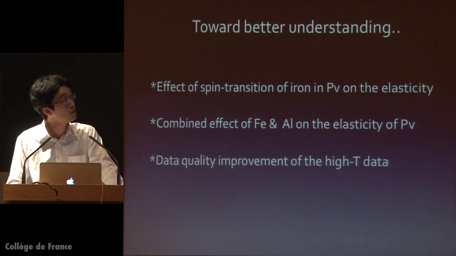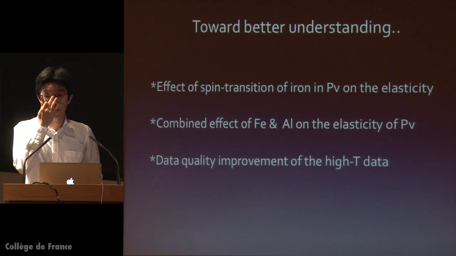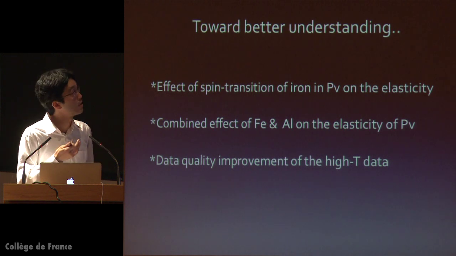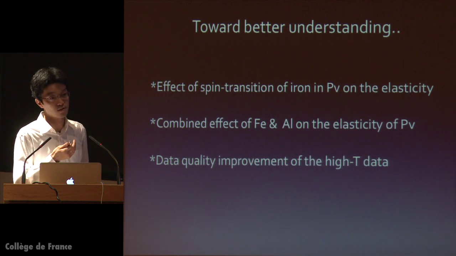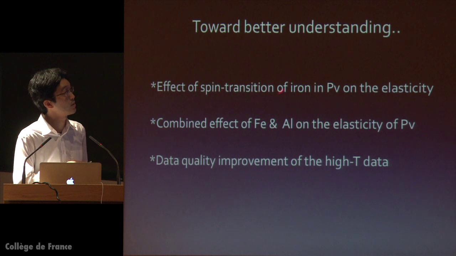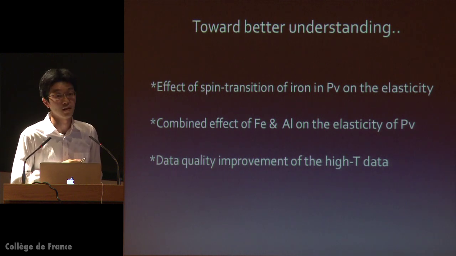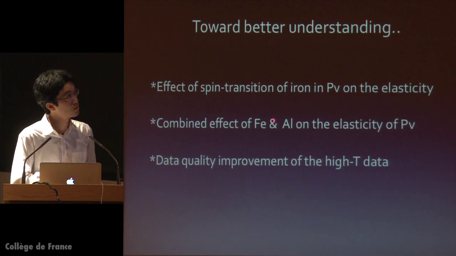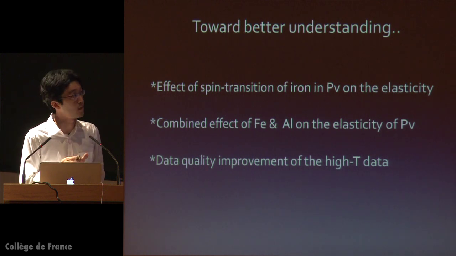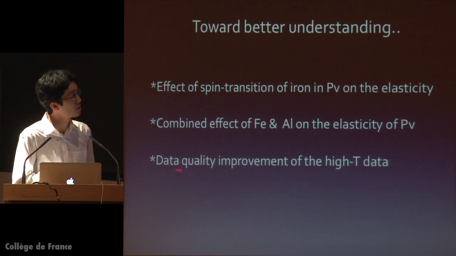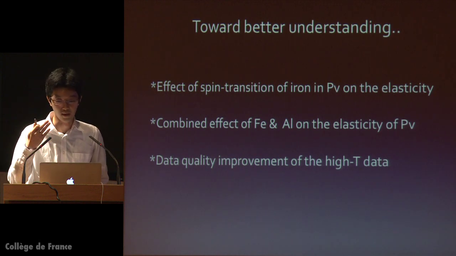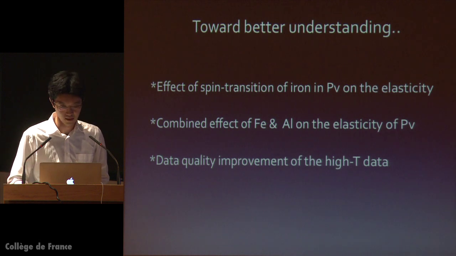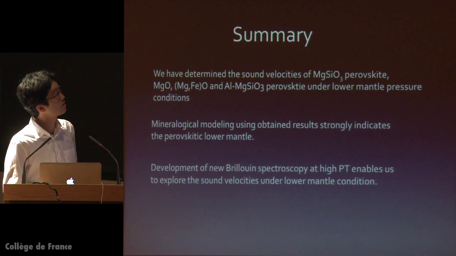So here I put the remaining experimental issues and the problems to be solved. To better understand the lower mantle mineralogy, we definitely need to address the effect of spin transition of iron in the perovskite phase, and also the combined effect of aluminum and iron on the elasticity of the perovskite phase. And as I mentioned, the quality of the high temperature data has to be improved by the development of new techniques.